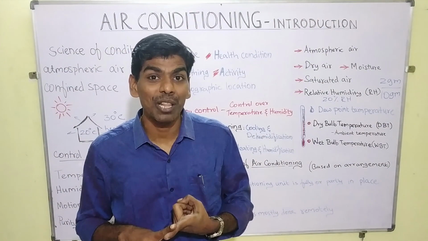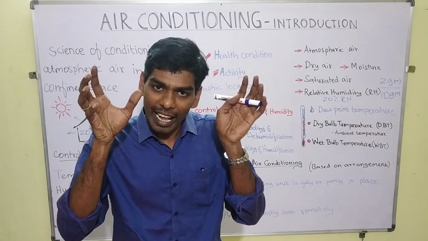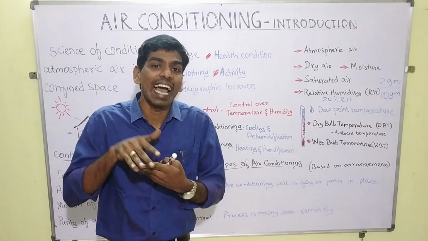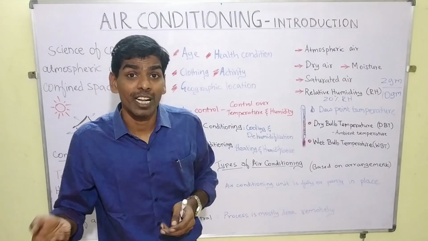A unitary air conditioner can be defined as the conditioning when we have the equipment fully or partly in the region where it is needed. For example, if I want to air condition this room, the unit which conditions the air is present here itself, entire thing or a part of it. That is called unitary air conditioning. Something like a window air conditioner or a split air conditioner comes under this category.